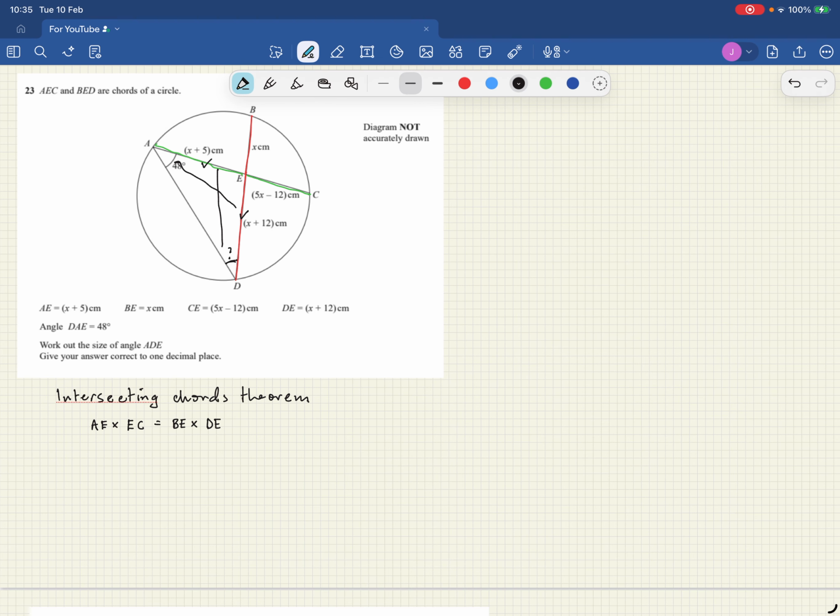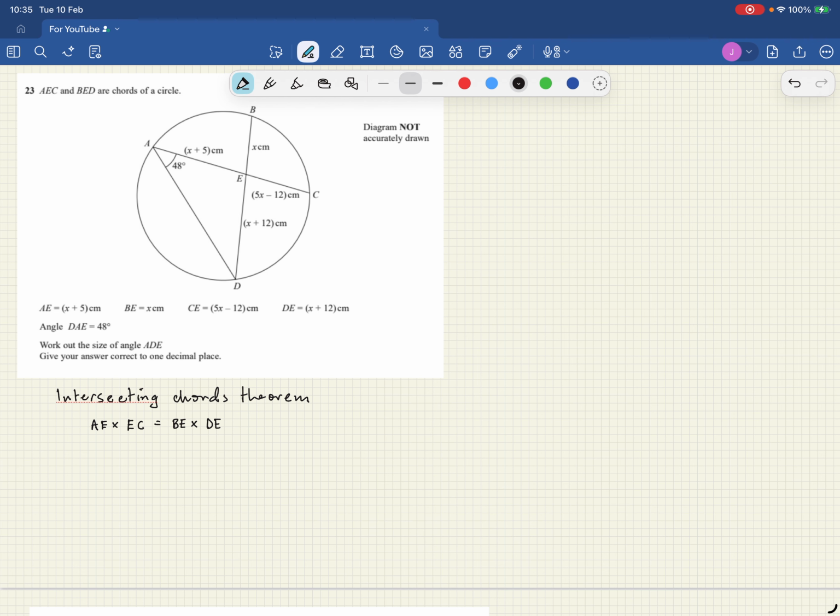So this question brings together knowledge of circle theorems. You need to know the intersecting chords theorem. It's not on the formula sheet. Algebraic manipulation and solving of a quadratic, and then the sine rule. And that's going to be our strategy for solving it.